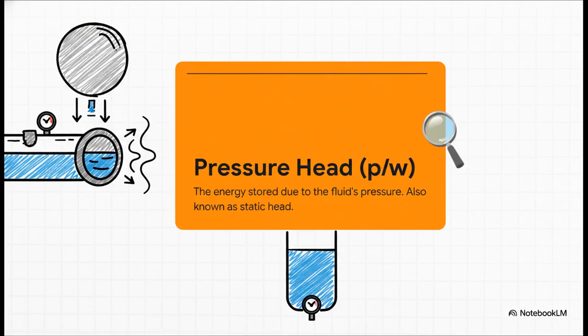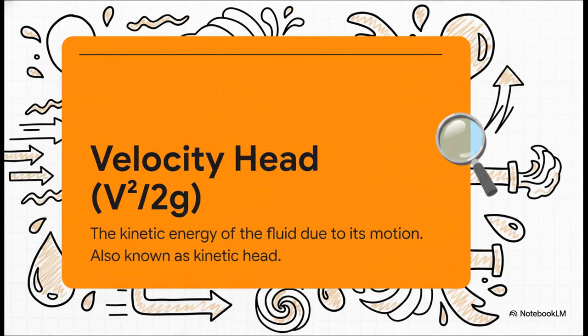So let's break down that first piece of the puzzle, the pressure head. Just think of this as the energy the fluid has just because it's being squeezed. It's that potential energy stored in its pressure, kind of like the tension inside a water balloon you're about to throw. Next, we've got the velocity head. Now this one's pretty intuitive. It's the energy the fluid has simply because it's moving. The faster the fluid is flowing, the more kinetic energy it has.